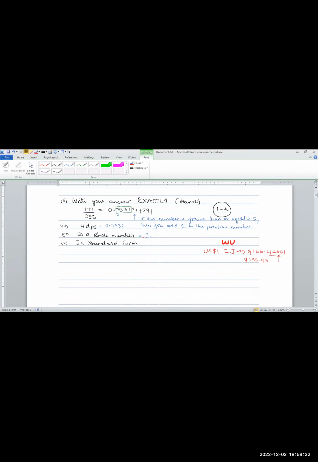So that's how I end up getting this as 1, because remember, this 0 is what I want as a whole number. This is my whole number. So I have to look at the other number following. And that number following there is 0.7, which is greater than 5.